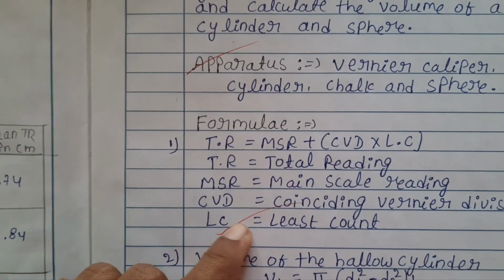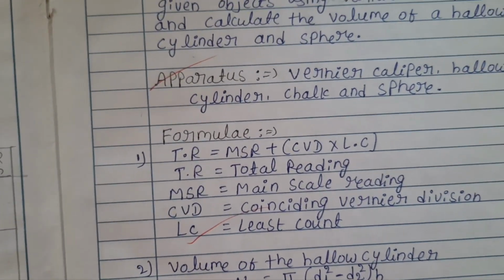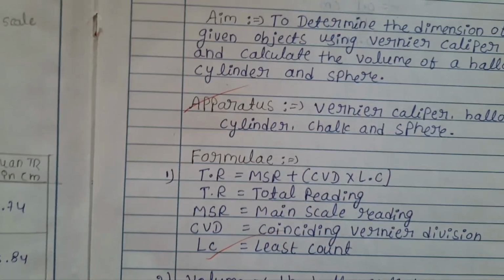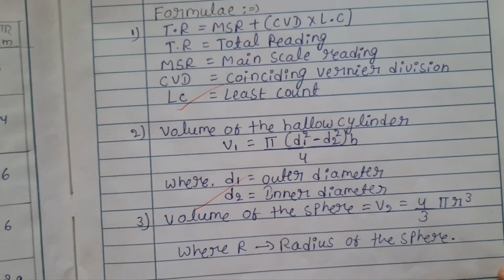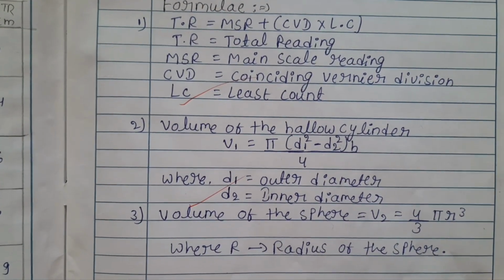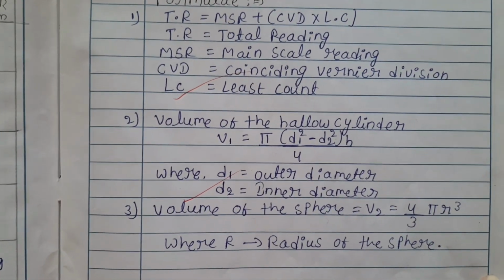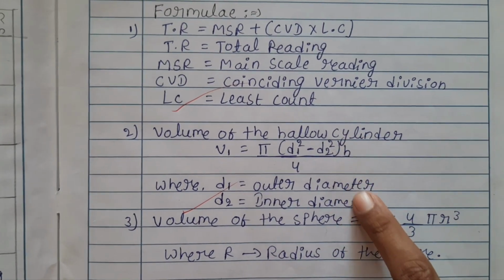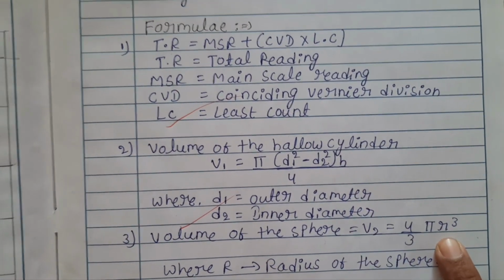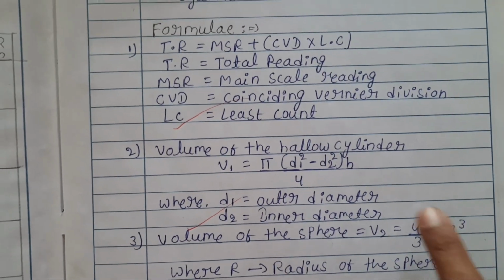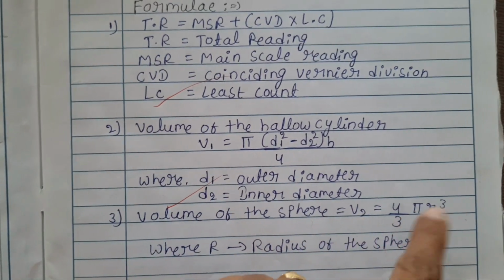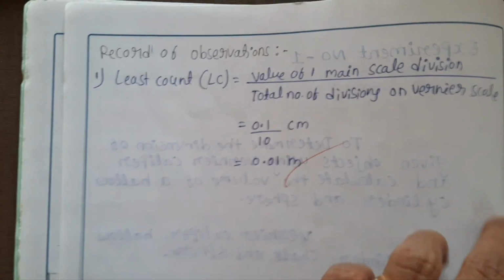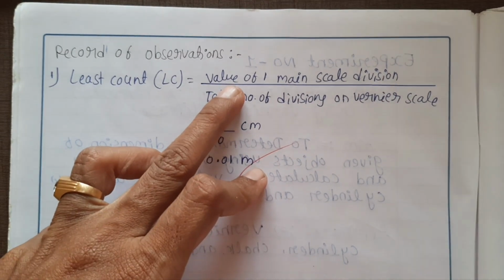And then least count. How can we find out the least count? There is a formula to calculate the least count of Vernier caliper. If you are measuring volume or diameter, then you should know these formulas. If you want to find out the volume of a given material, you should measure the diameter, then you can find the radius, and you can find out the volume. So I will show you how you can calculate the least count.